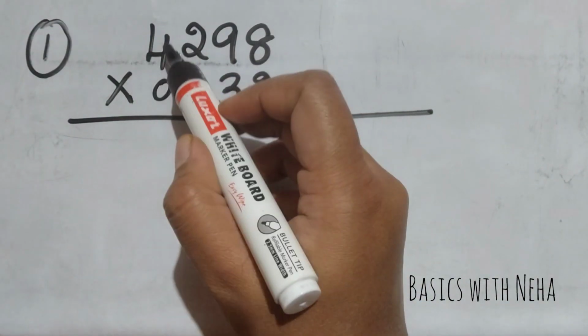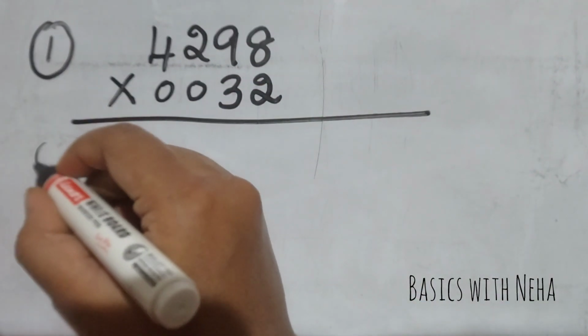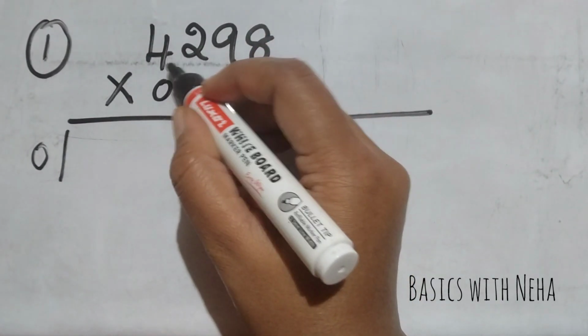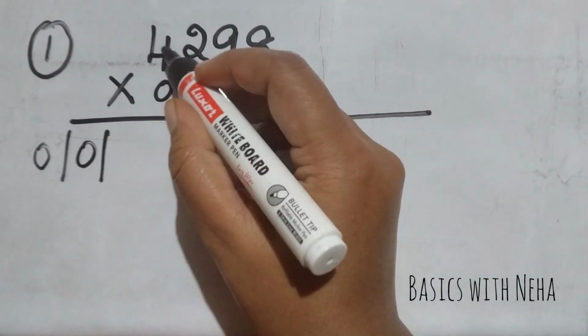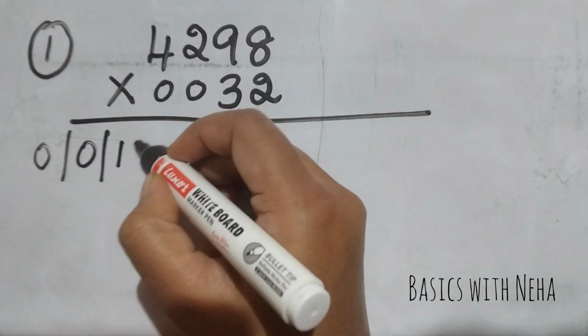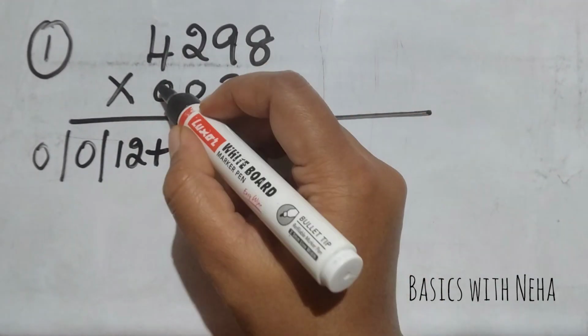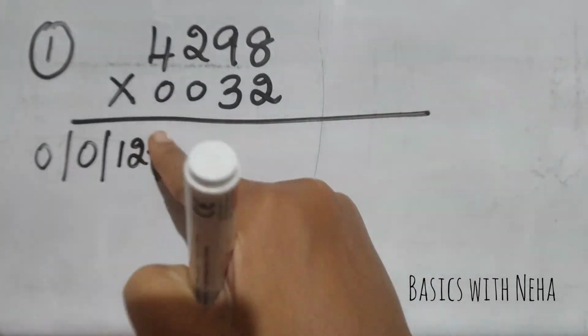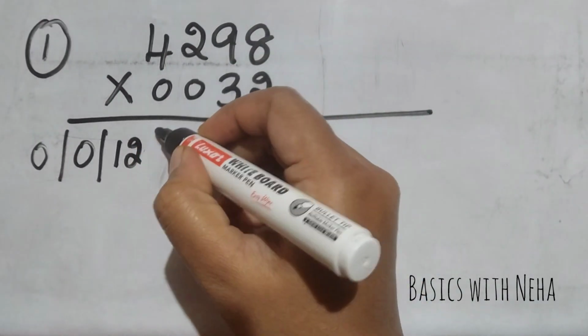So let's get started. 4 times 0 is 0. 4 times 0 is 0 again. 2 times 0 is 0. So 0 plus 0 is again 0. 4 times 3 is 12 plus 9 times 0 is 0, 2 times 0 is 0. So if I put 0, 0 again it will be 12 only. So I'll just keep it as 12.